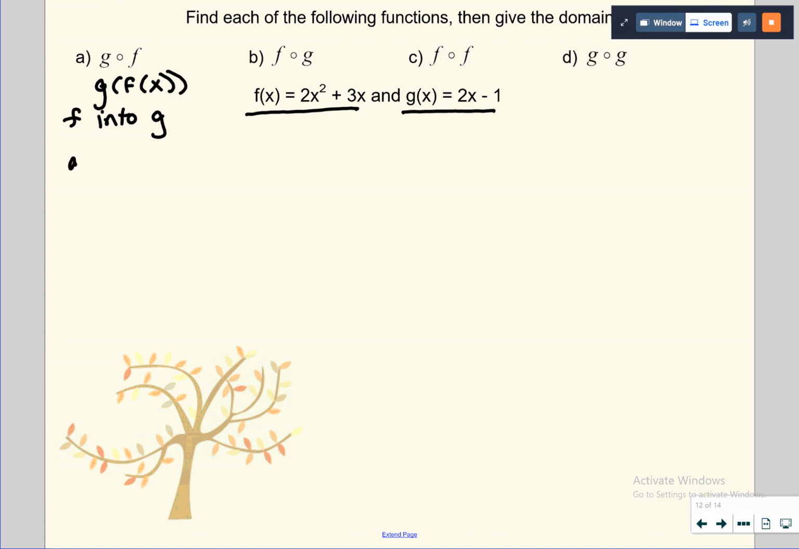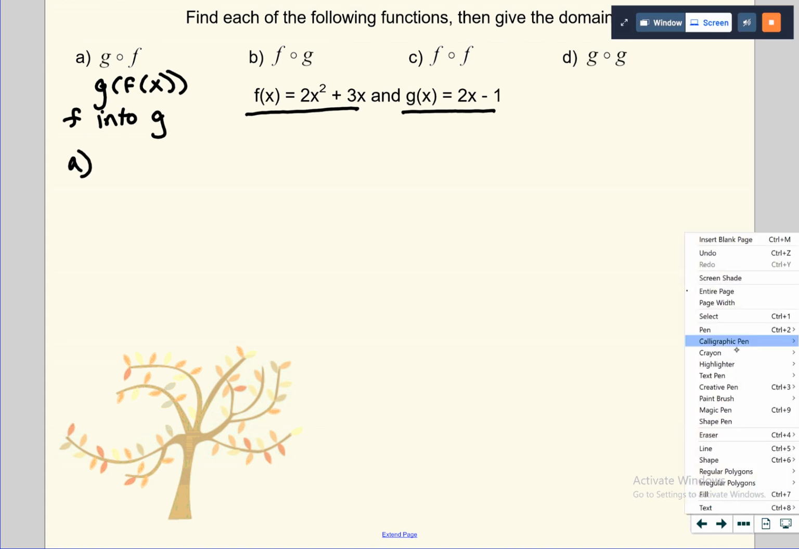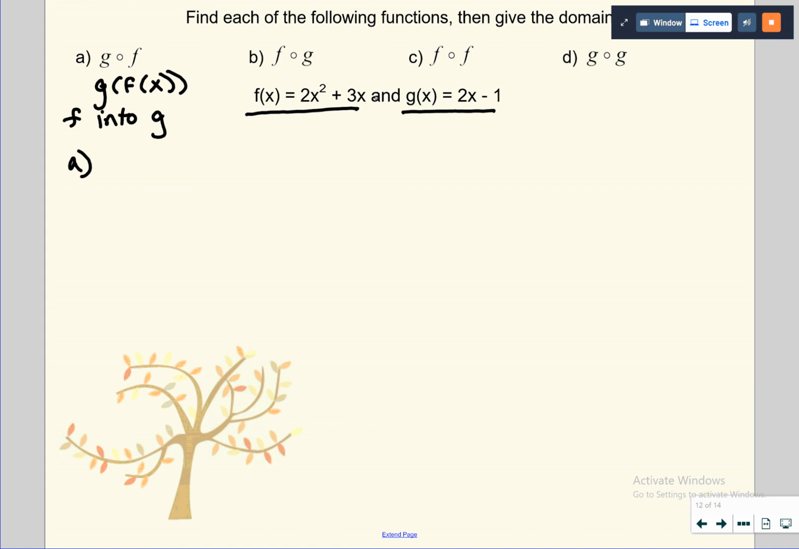So here's what that looks like. I'm going to take all of function f, and I'm going to put it into function g anywhere where there's a variable. If there's more than one variable, I have to plug it in more than one place. Function g only has one x. So I'm going to take that x out, and I'm going to put 2x squared plus 3x in its place. So that will look like 2 times (2x squared plus 3x) minus 1.